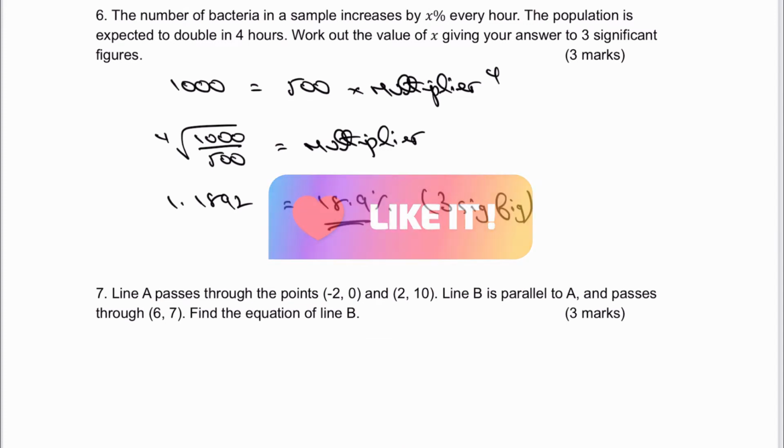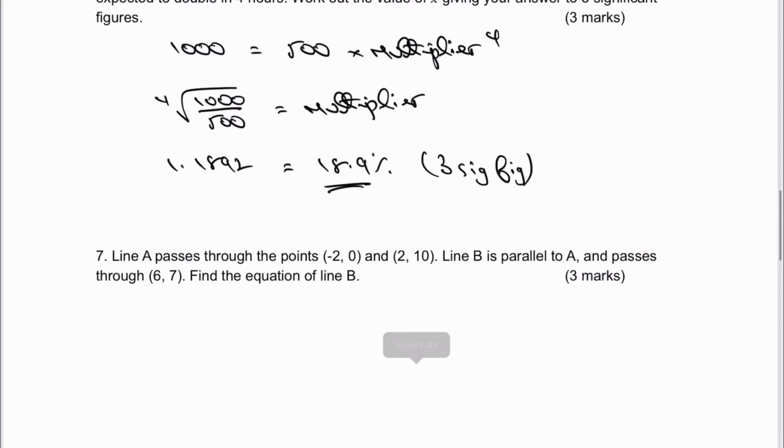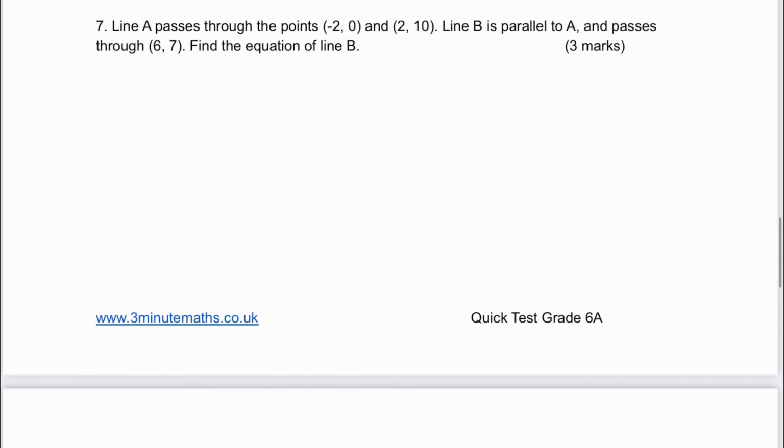Let's look then at question number 7. We're going to be working through all of this particular worksheet, so please do stop the video, have a go at each of these questions, compare your solutions. So line A passes through -2,0 and 2,10.